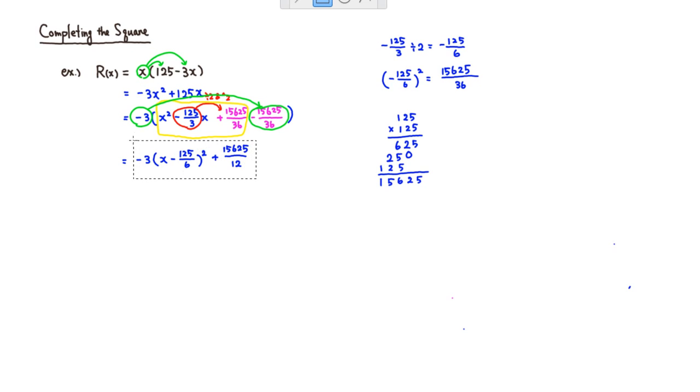So this is the vertex form of the given quadratic function. And if you were to find the vertex, the vertex of this parabola is going to be, since it's a negative 125 over 6, positive 125 over 6, comma, 15,625 over 12. And that would be the coordinates of the vertex.